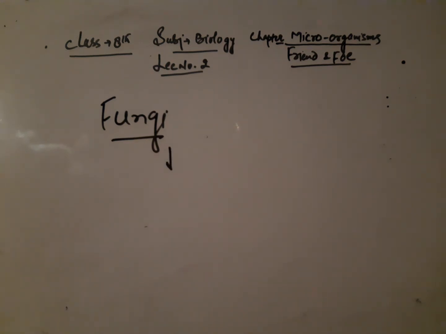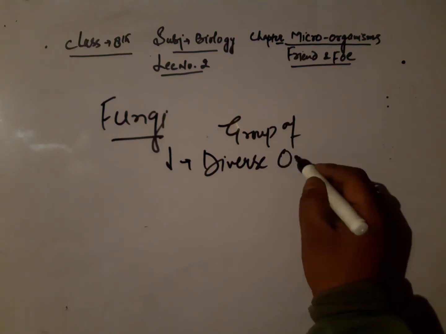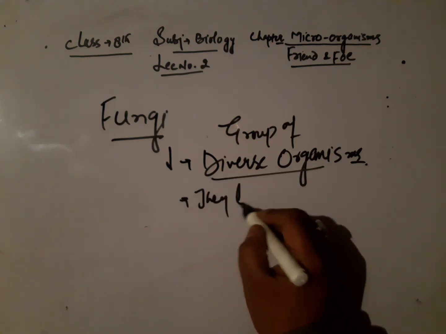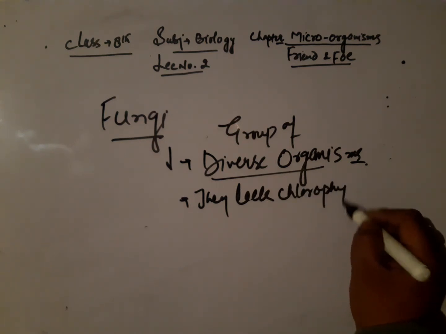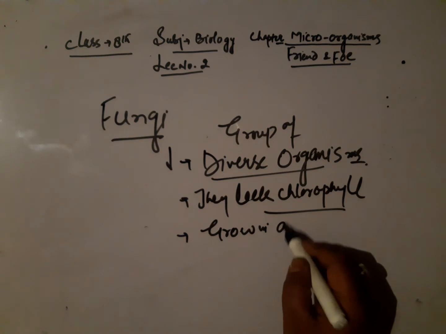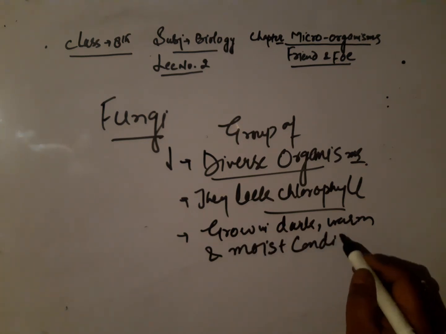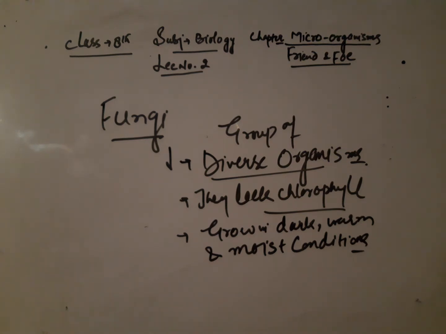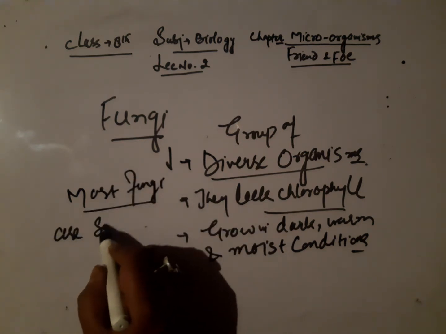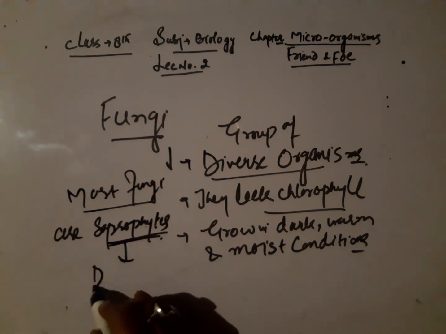So we say fungi are a group of diverse organisms. They lack chlorophyll, and they generally grow in dark, warm and moist conditions. Most fungi are saprophytes. When we say saprophyte, it means they depend on dead organic matter.